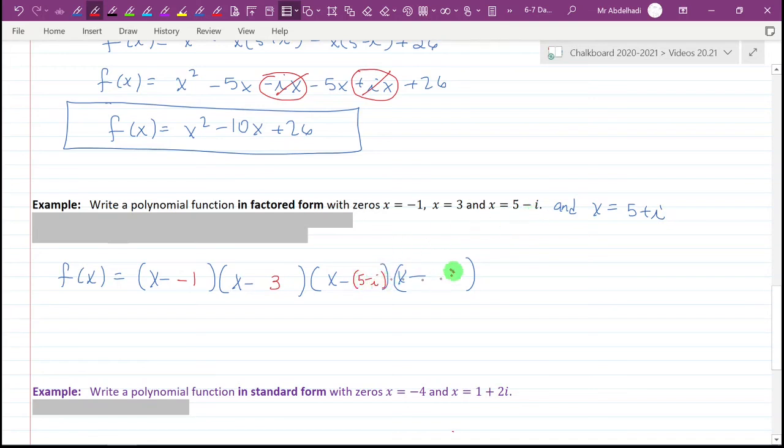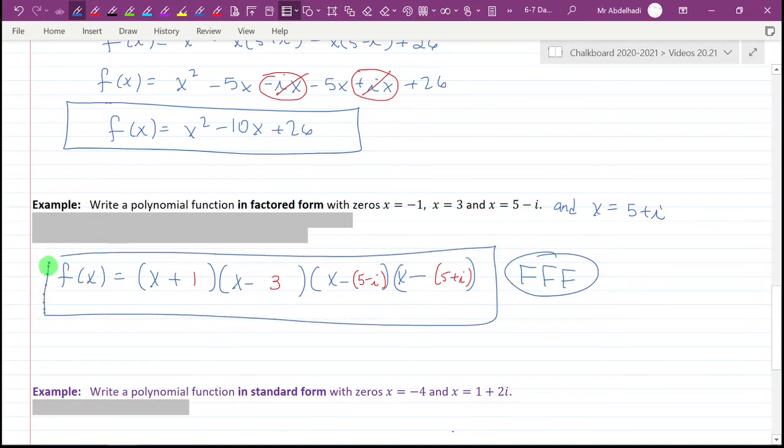5 minus i. And this one's 5 plus i. Now the only thing you really have to simplify here is this double negative here becomes a plus. See that? So I'm not going to recopy this whole thing just to do that. So I'll just use my eraser there and do that. And there you go. That's fully factored form. That's not going to be good enough for the homework tonight, but we're going to stop there for our purposes.